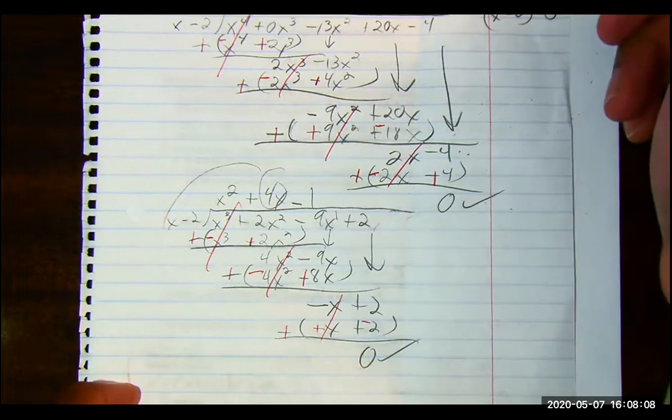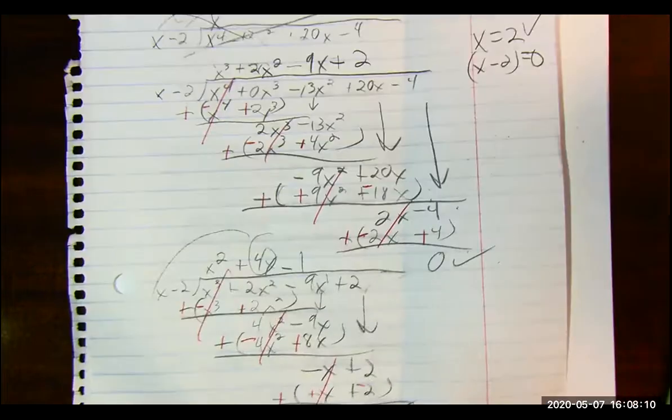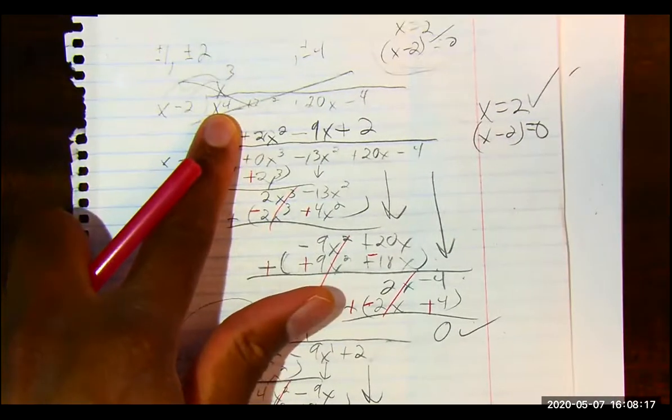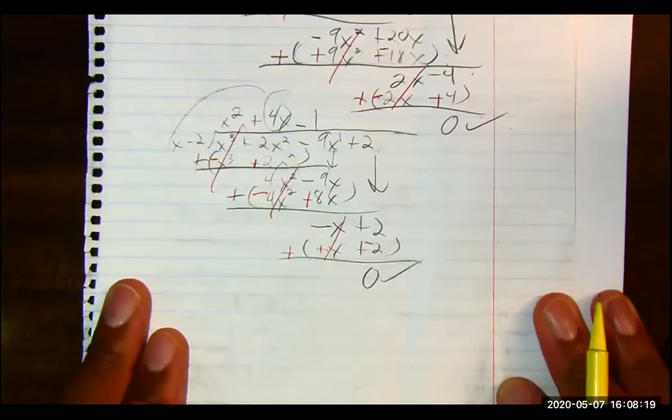So far we have 2 solutions. X equals 2 with the multiplicity of 2. Let's solve this and get the other 2 roots. We have to have 4 roots because we started out with a quartic function. So let's solve this.